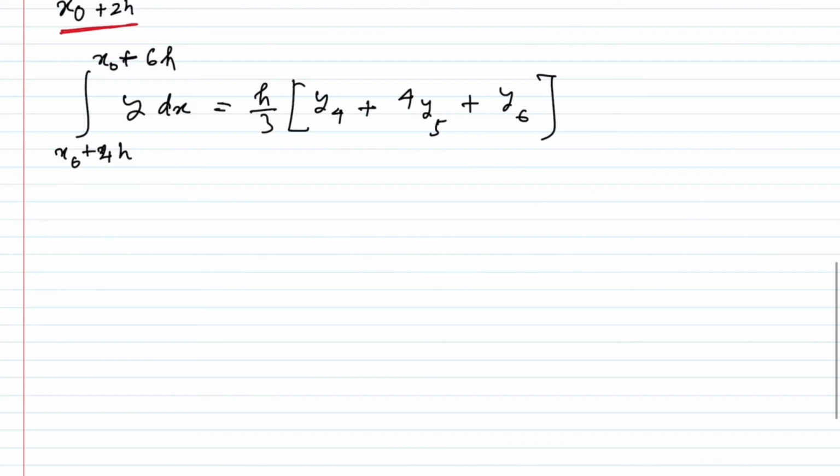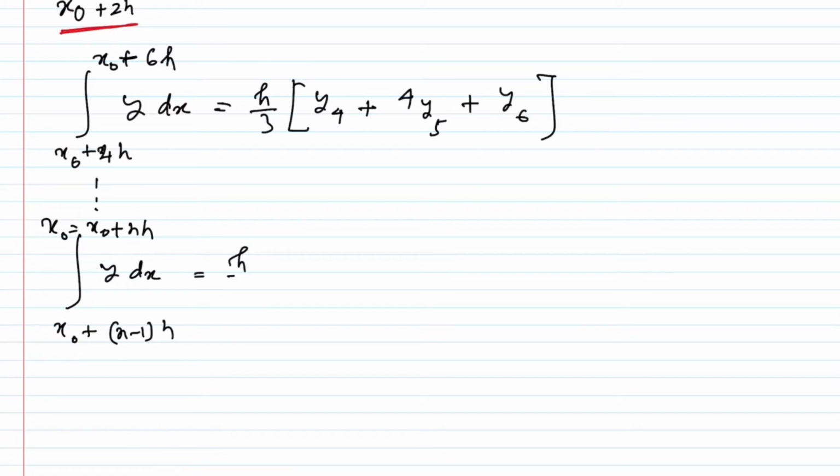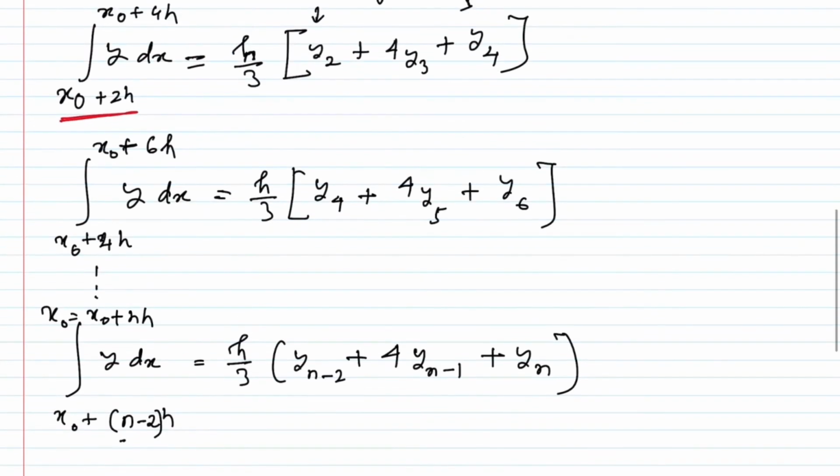Okay, so at the end, the area of the last interval, that means from x naught plus n minus 1 into h to x naught plus nh, that means xn, y dx. This one will be equal to h by 3. I have made a mistake here, it should not be n minus 1, it should be n minus 2, as we are taking the interval as a multiple of 2. So now y n minus 2 plus 4 y n minus 1, then plus yn. So this one we will get.